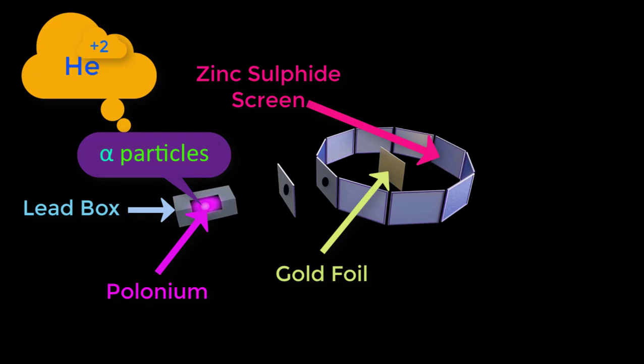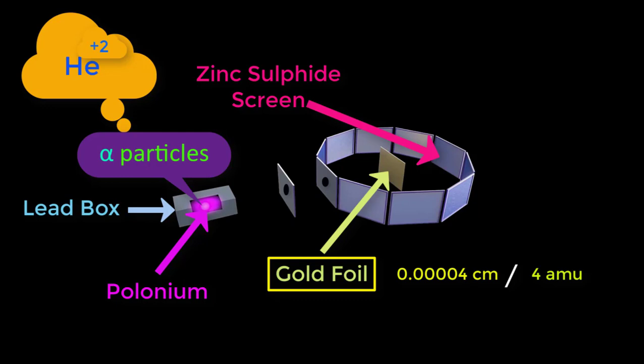For alpha particle scattering experiment, Rutherford wanted a metal sheet which could be as thin as possible. Gold has that quality because gold is the most malleable of all known metals. It can easily be converted into very thin sheets. Hence, Rutherford selected gold foil for his experiment. The thickness of the gold foil was only 0.00004 cm or 4 atomic mass unit.